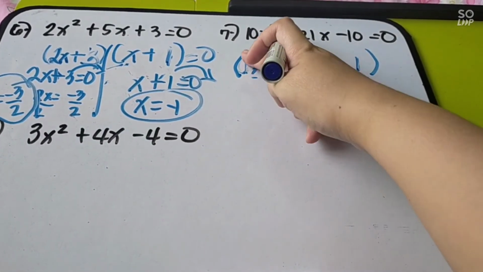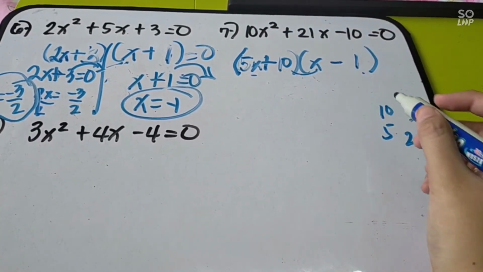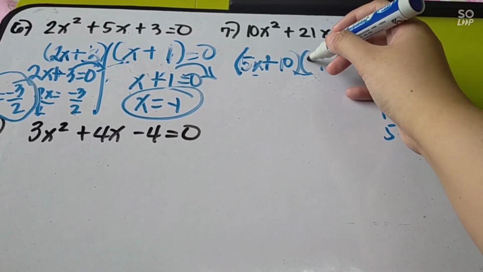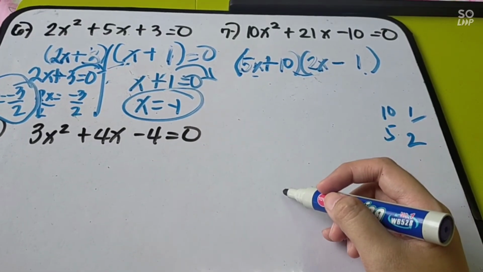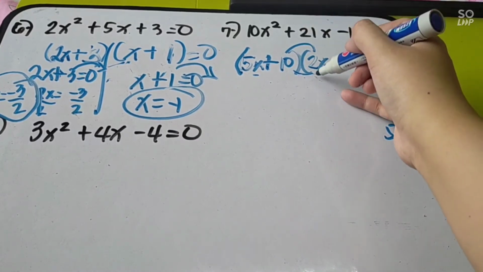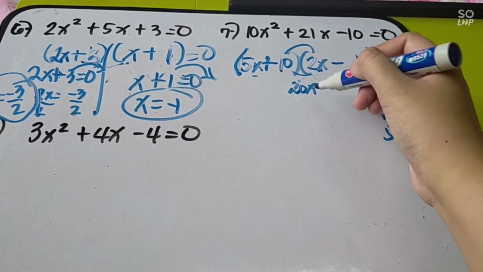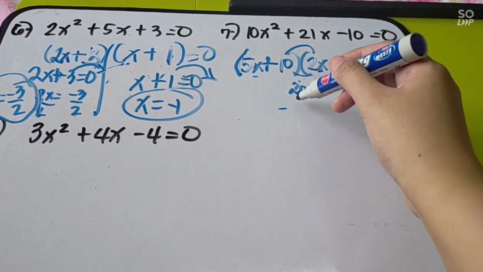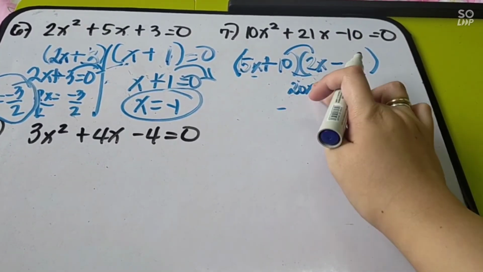Gawin natin tong 5 and 2. Yan. Diba? Pumapasok na sa trial and error. So, kailangan matyaga ka mag-trial and error. 5x yan, ito ay 2x. Diba? Pag minultiply mo yan, 10x squared eh. Next, we are going to multiply. 10 times 2x, that is 20x. Then, there's one. 5 times 1, that is minus 5x. So, 15 yon. Hindi natin nakuha yung 21.